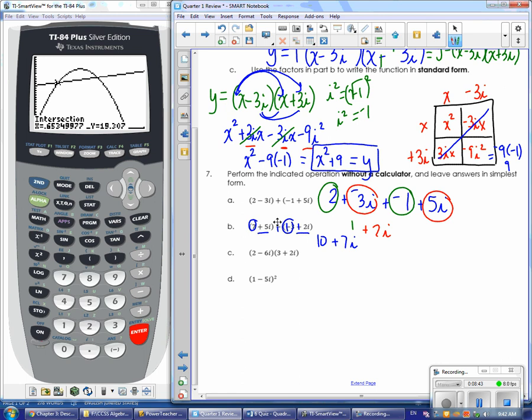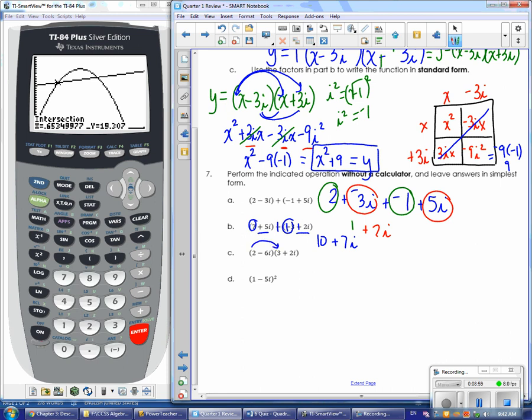Now when I get to C and D, I am multiplying. And so in letter C, I'm multiplying two complex numbers. And again, you can use the FOIL method or the box method. It doesn't matter. I'm going to go ahead and use the FOIL method for part C. So when I use FOIL, that means I'm going to distribute the 2 to the 3.